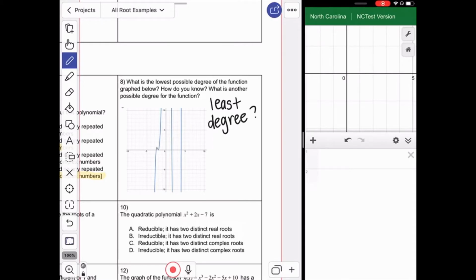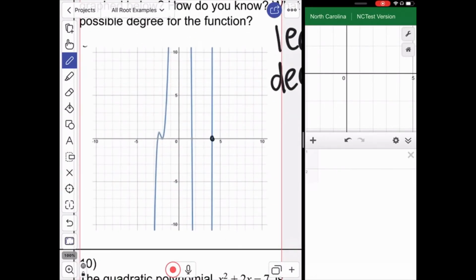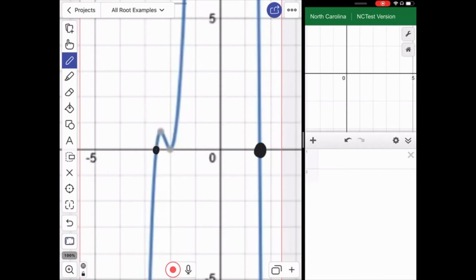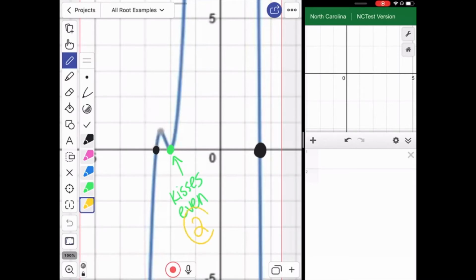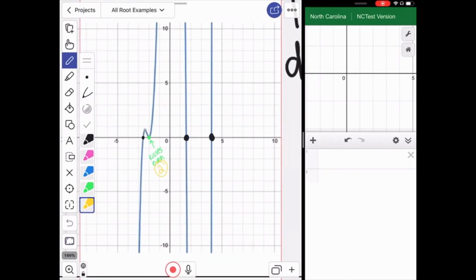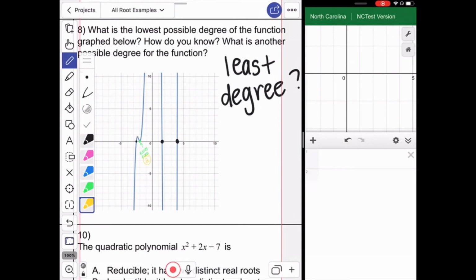So when I'm looking at this one, I see that it crosses, and then right over here, let's zoom in real good, it crosses 3 times, okay? But right here on this example, this root right here, it kisses the axis. If it kisses this axis, that means it's got even multiplicity. And that even multiplicity is only going to have a least value of 2. So my total is going to be 1, 2, 3, 4, 5. My least degree is 5.